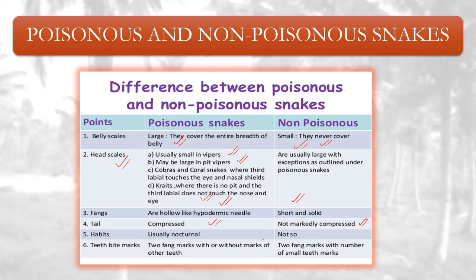In case of poisonous snakes, they are mainly nocturnal. Non-poisonous snakes are not only nocturnal. The fang impression in case of poisonous snakes means two fang marks with or without marks of other teeth. But in case of non-poisonous snakes, there are two fang marks with a number of small teeth marks as well.